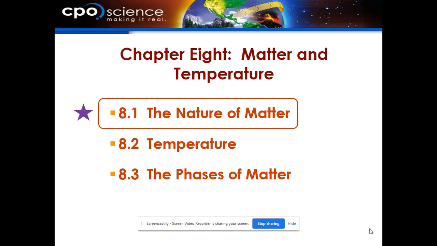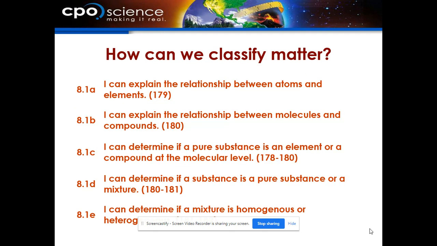We want to talk about temperature and we want to talk about matter, but we need to first understand what matter is, and then this section itself is a lot of vocab. Your essential question: how can we classify matter? Essentially, what we're doing here is taking a look at different vocab words and making sure that we understand the difference between them, the relationship between atoms and elements, molecules and compounds, pure substance, whether it's an element or a compound at the molecular level. So we need to be able to look at those, determine if it's a pure substance or a mixture, and then if it is a mixture, is it homogeneous or is it heterogeneous?